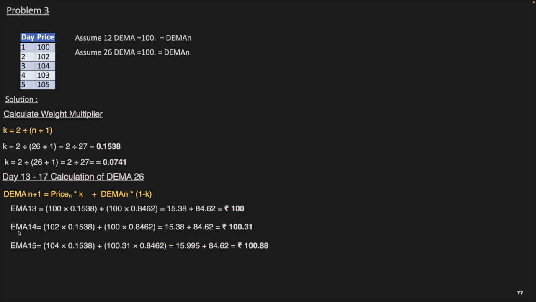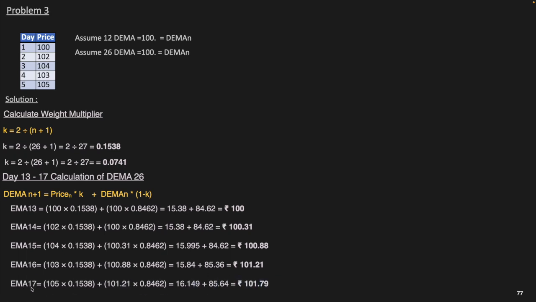Now we are doing n plus 2, that is previous day's EMA. Previous day EMA is what? 100.31. So I have plugged in the value of 100.31 here into 0.8462, which will give you a value of 100.88. And similarly for the next one, the price is 103 and the value of exponential moving average of the previous day is 100.88. You will get 101.21. And for the last EMA, that is n plus 5, you will have this 105 as the value here and 101.21 as the value we have taken from the previous day EMA. So this is what you are going to do.